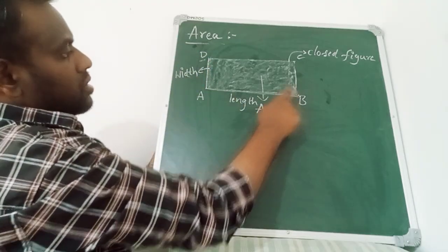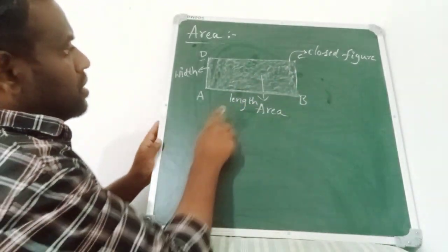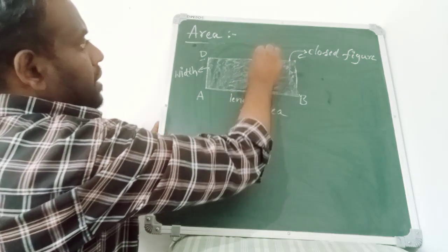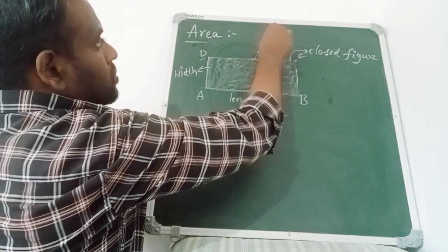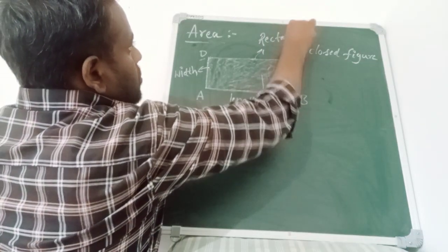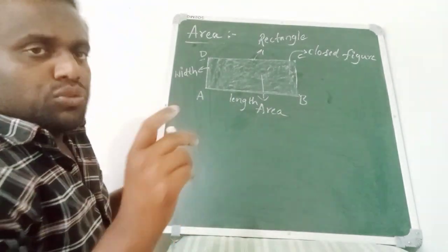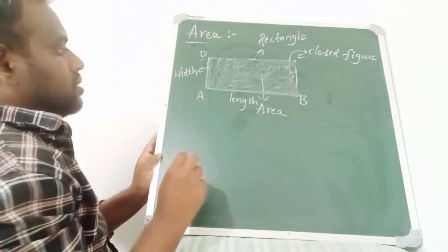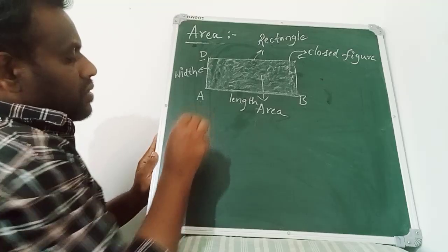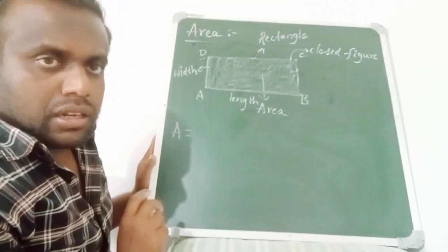So it has four corners and it is a closed figure. There are no opens and it has length and width. So this is a rectangle. This figure is called the rectangle. Now how to find the area of the rectangle? For the area of the rectangle I will take A. So A is the area of this rectangle.